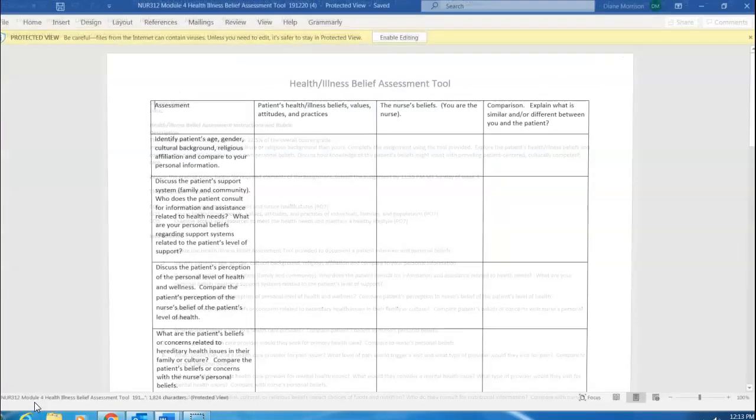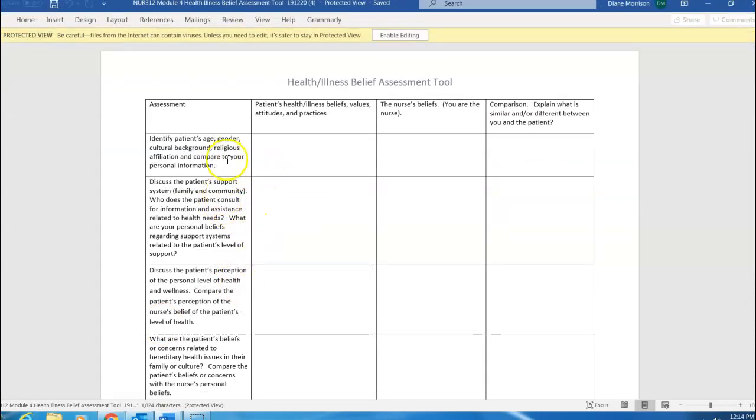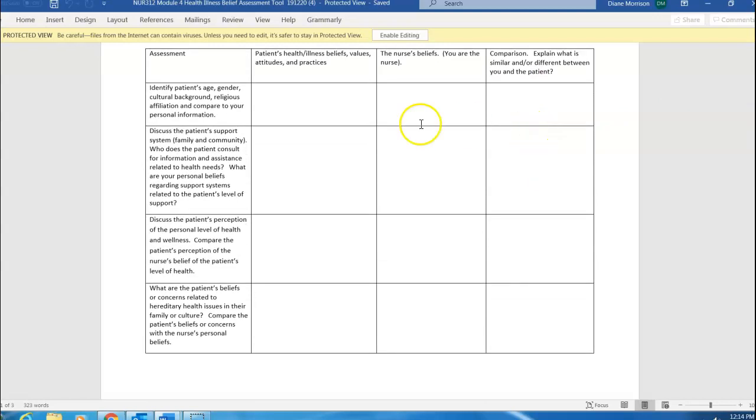So here is what the table looks like. I can stay on this tool now, so then we'll follow along in this way. Here's your patient's information, your information, and a comparison. You're going to go down the tool and interview the patient and answer these questions, and make sure that you see that there's several questions in each category.